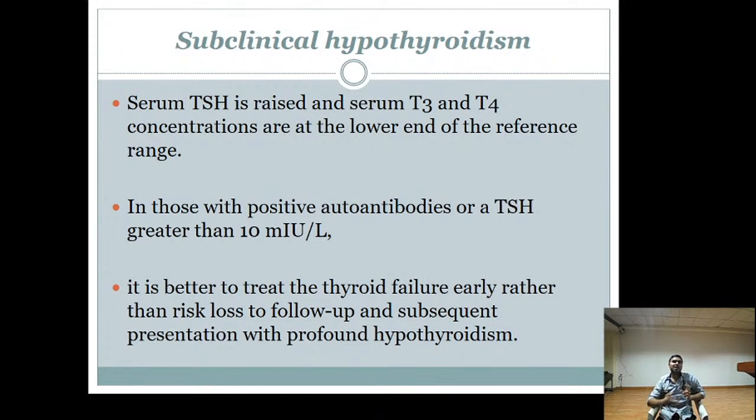Coming to subclinical hypothyroidism, serum TSH is raised, but T3 and T4 are at the lower end of the reference range. When do you treat subclinical hypothyroidism? If there are positive autoantibodies and TSH greater than 10 milli-international units per liter, generally we treat, because if we do not treat, they may present to us in future with profound hypothyroidism.